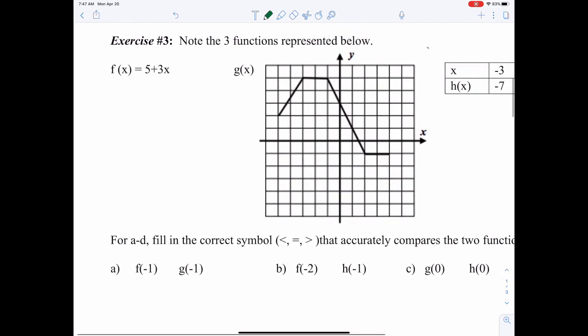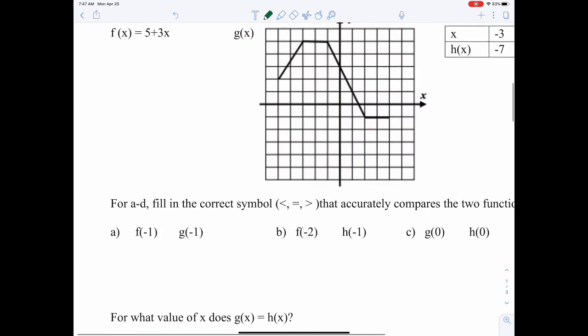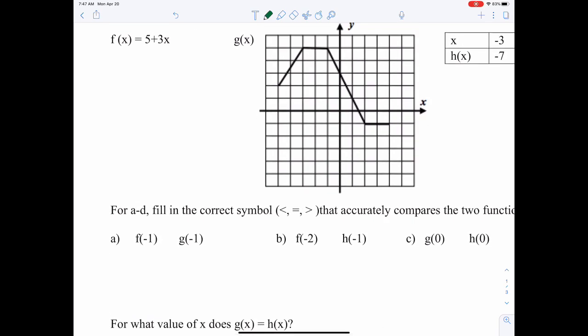f of -1 and g of -1. Well, if we're going to compare which one's bigger and which one's smaller, it's smart to find what they actually come out to be, what their y values are. So f of -1, let's plug in -1 for x right here. 5 plus 3 times -1. And what do we get? Well, we get 5 minus 3, which equals 2.